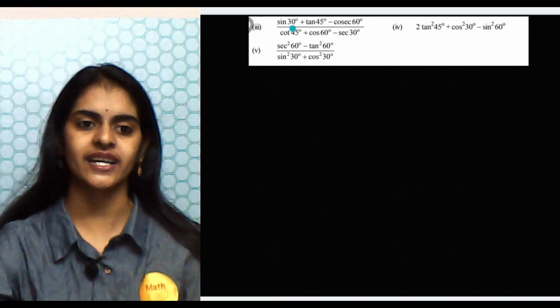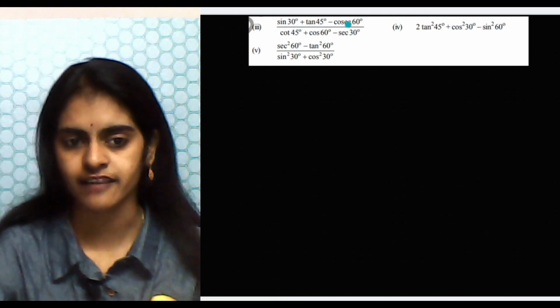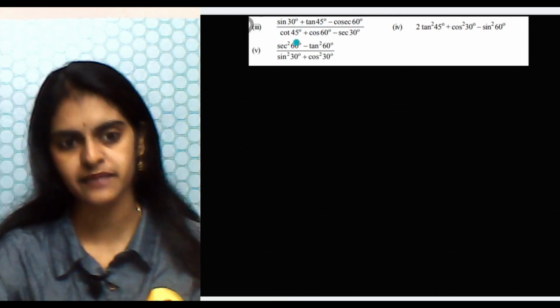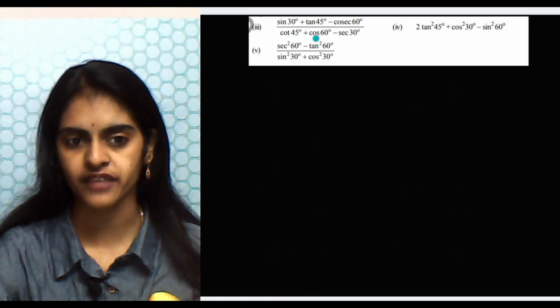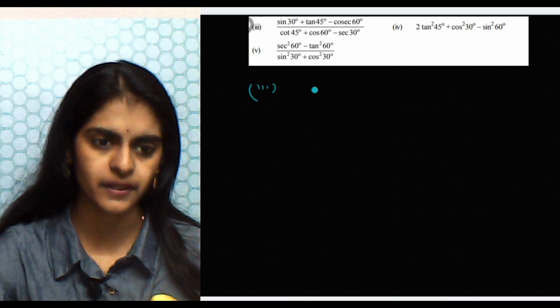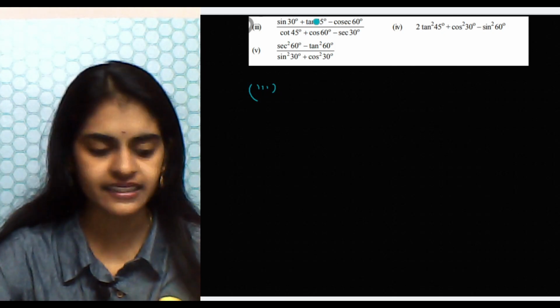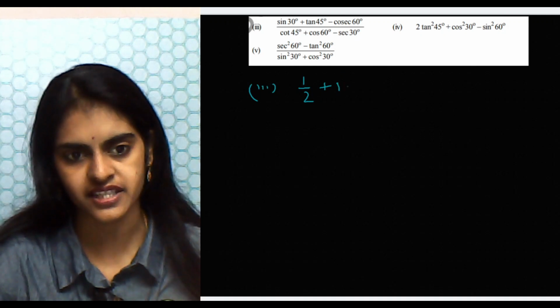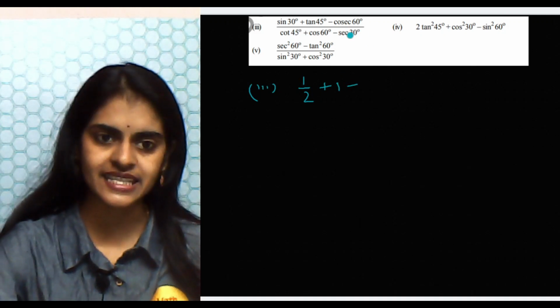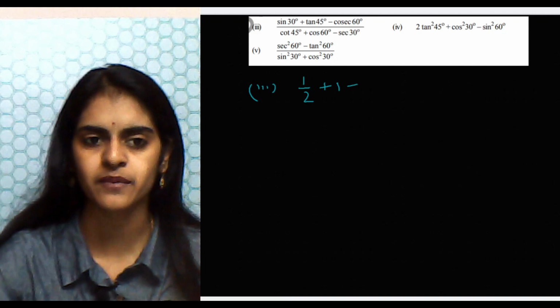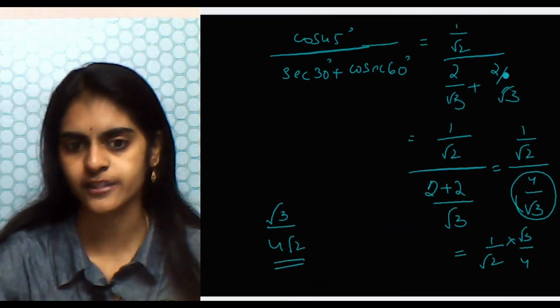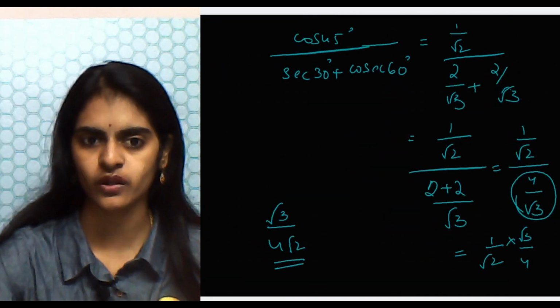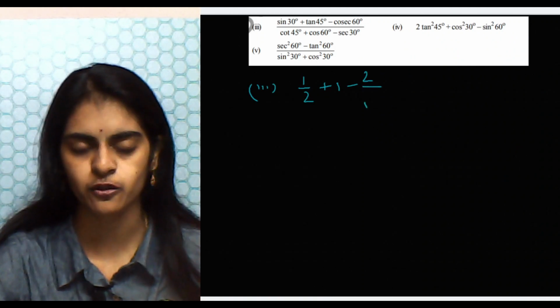So next one is sin 30 plus tan 45 minus cosec 60 divided by cot 45 plus cos 60 minus sec 30. Okay, so third bit, sin 30 is nothing but 1 by 2, plus tan 45 is 1, minus cosec 60. We have just discussed that it is nothing but the reverse of sin 60, so it is 2 by root 3.